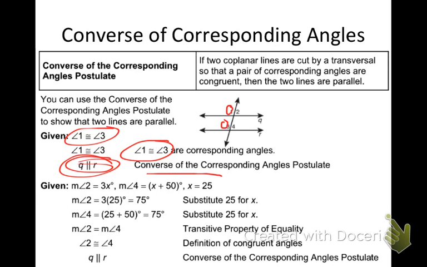We'll also have problems like this, where they'll give me equations, or expressions. So they'll say angle 2 is 3x, angle 4 is x plus 50, but guess what? I have x. So what do I do with that x? I plug it in. I find out both angles are 75. That makes them congruent. Well, if they're congruent, my lines are parallel. Okay? So that's what we're looking at. It's kind of just the backwards thought of what we did yesterday.